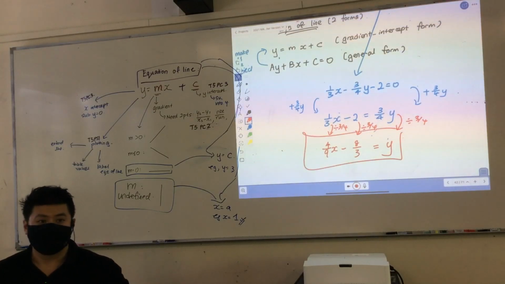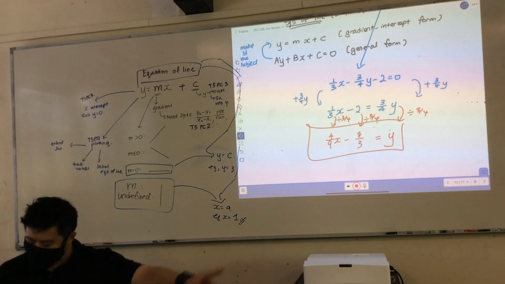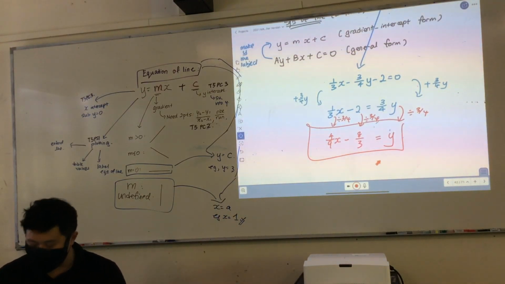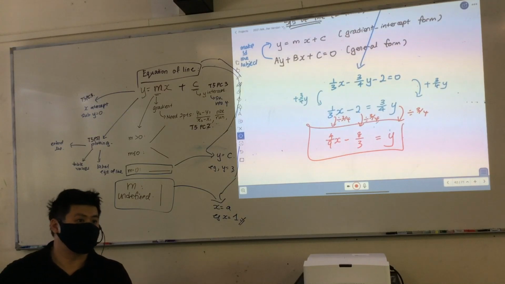Clear? Now that you have y as the subject, what is the gradient of this line? The gradient is 4/9. What is the y-intercept? Julia, Dominic, what's the y-intercept for this line? Very good.